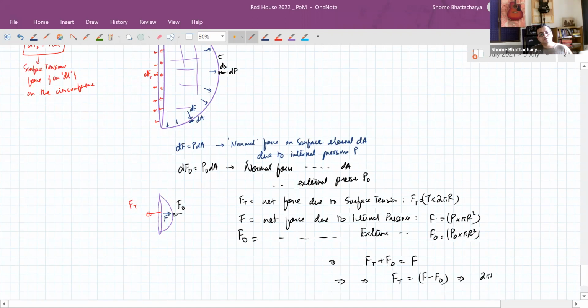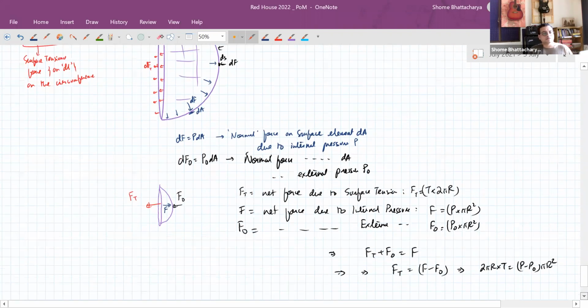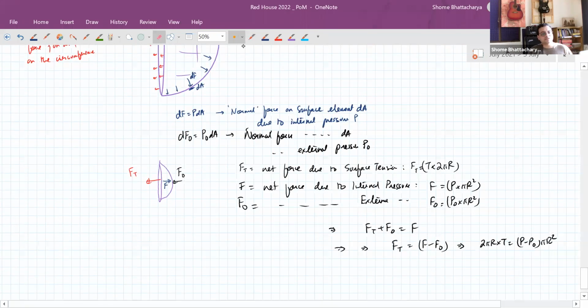So 2 pi r into surface tension will be this pressure difference into pi r square. I'll come to why this is pi r square exactly. But if you just remember, and I'll give you a shortcut way to remember this also, why it's exactly pi r square, from here we can see that the pressure difference comes out to be 2T by r.